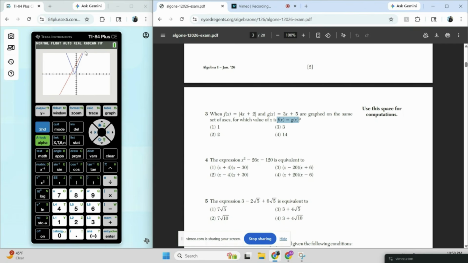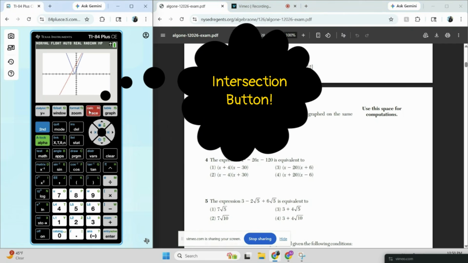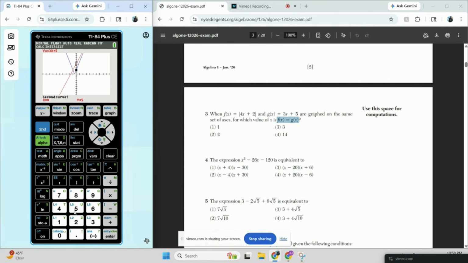Do they cross at 3? I'm going to guess yes, but we also know that we can do the intersect button. First function, second function, and go up near where they cross. And I cross at 3. First 3 questions on the Regents, 100% calculator.